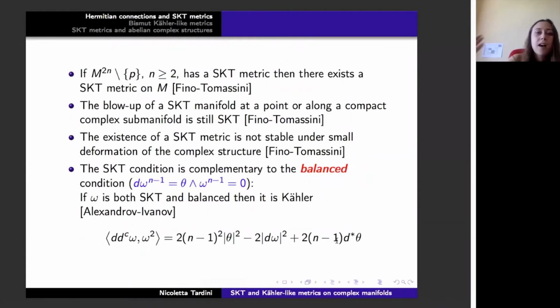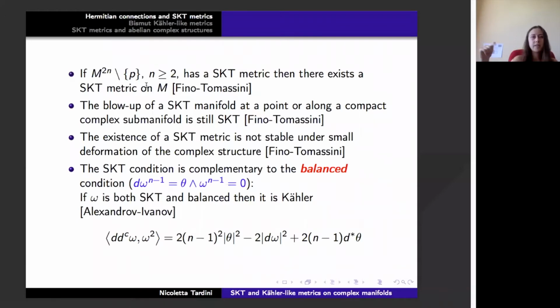And we also have other ways to construct examples. For instance, Fino and Tomassini, using an interpretation of the existence of SKT metrics in terms of currents, proved that if you have a manifold minus a point with an SKT metric, then there exists an SKT metric on the whole manifold. It's a sort of Miyaoka extension result for SKT metrics. And you can also construct new examples by taking blow-ups of manifolds. You take a compact complex manifold with an SKT metric, and you consider a blow-up along a compact complex submanifold, in particular at a point if you want. Then you get a new manifold that still has SKT metrics. So if you combine these two results of Fino and Tomassini, you get that the existence of SKT metrics is stable for blow-ups and blow-downs at points.